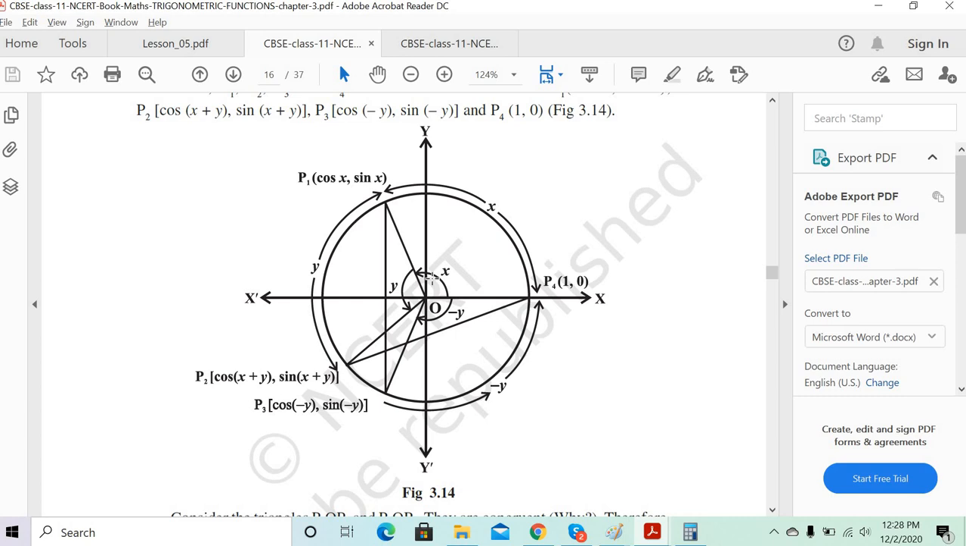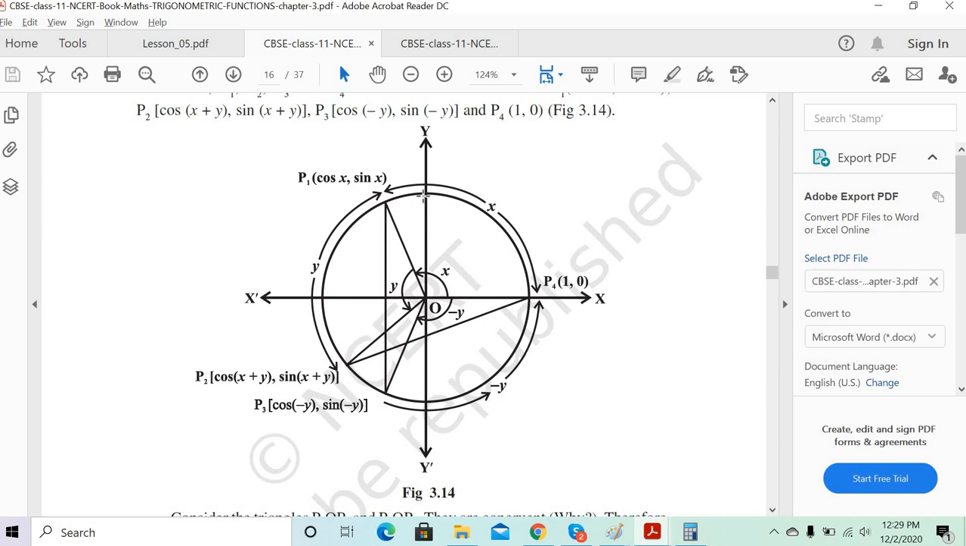Excellent. Super. Now, won't it be x plus y plus minus y? So when it goes to P3, then it covers x plus y and then plus minus y, right? Yeah, that's correct. That entire thing is 360 degrees only. The entire angle is 360 degrees, but we are not going that far. OP is going and stopping at P2, and OP is going in the clockwise direction and stopping at P3.